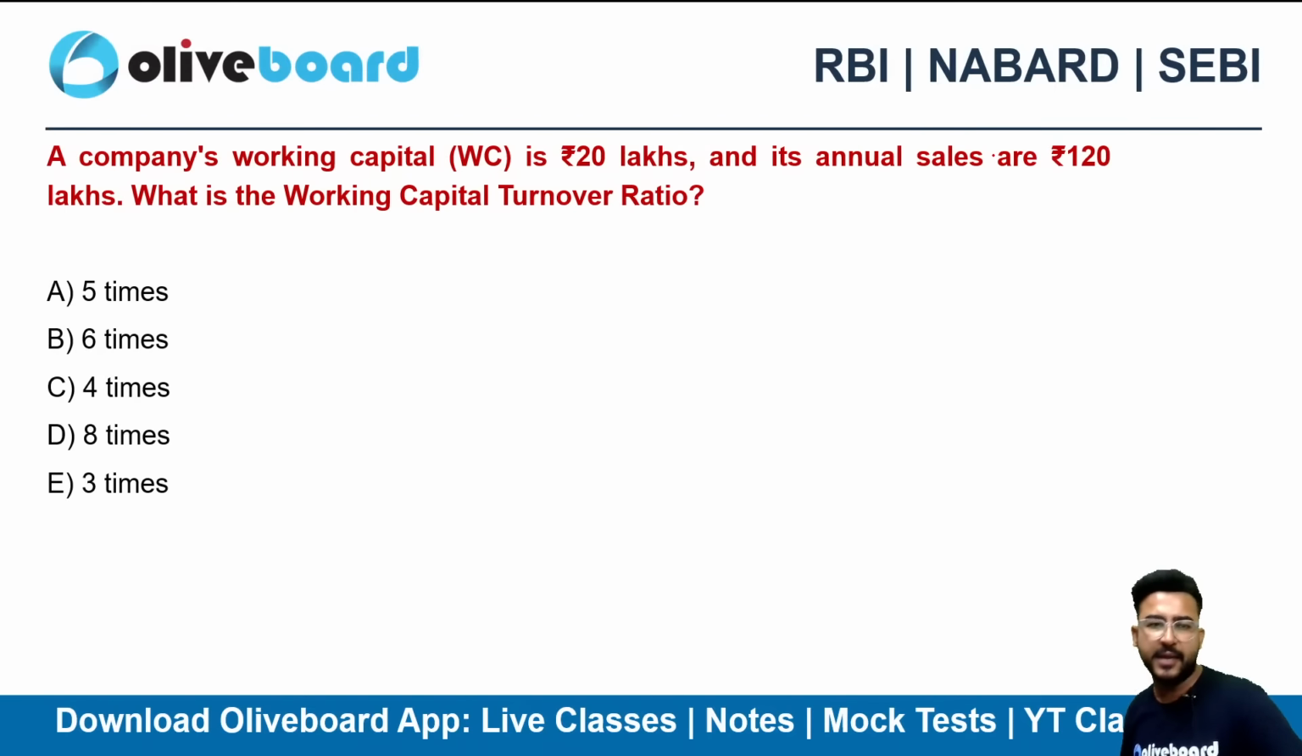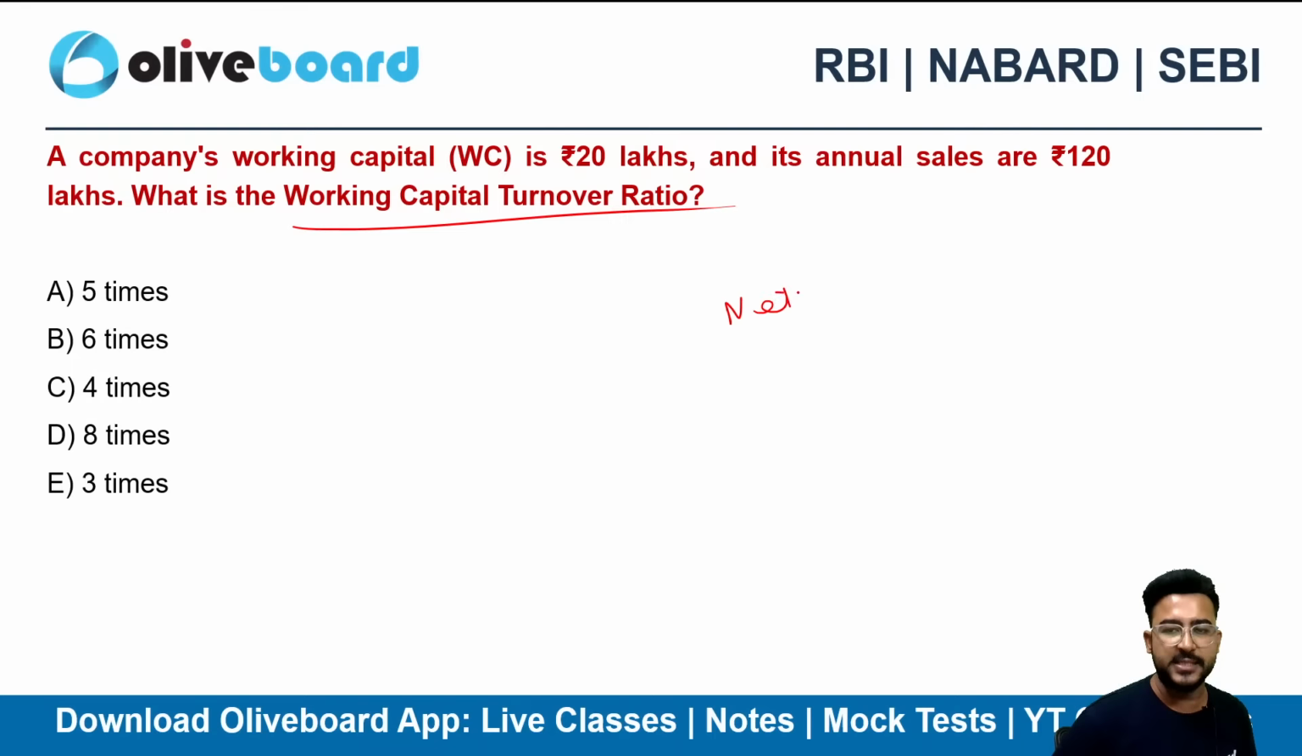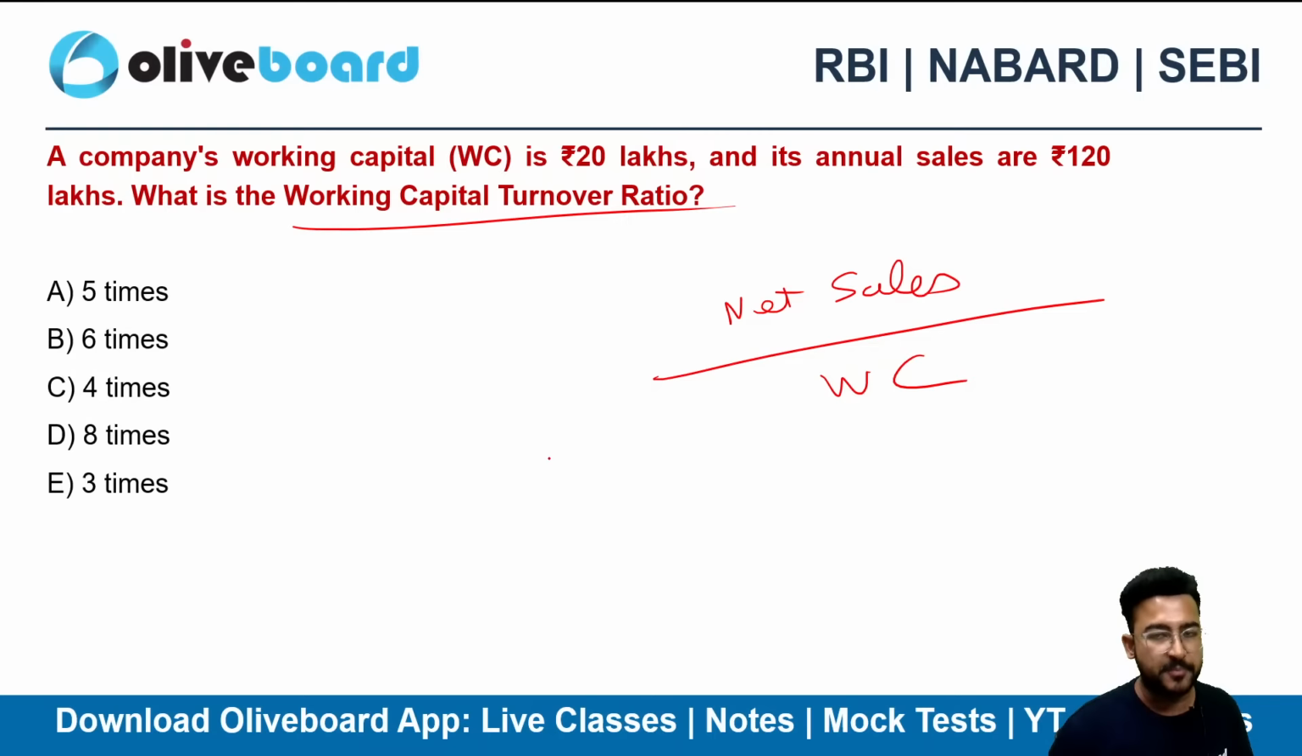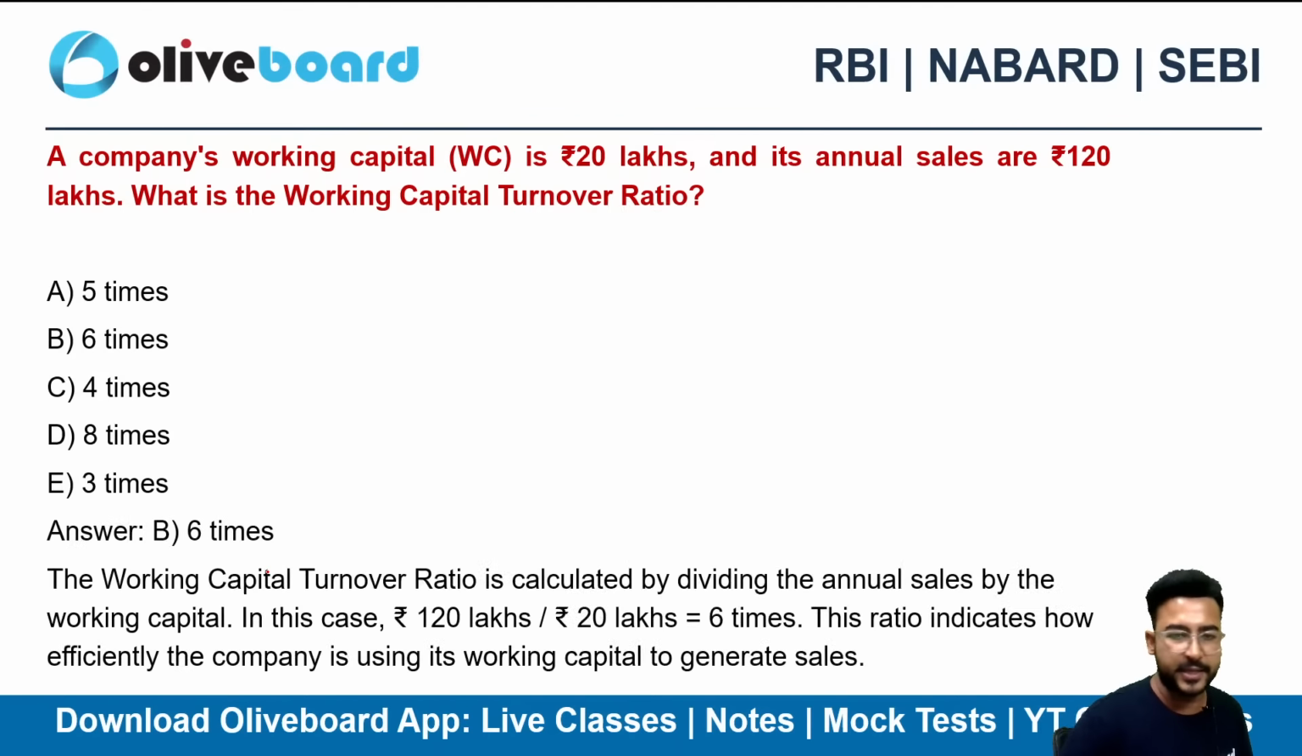That's impairment, right? A company's working capital is 20 lakh rupee. The annual sales is 120 lakh rupee. What will be the working capital turnover ratio? In turnover ratio, net sales or the turnover is always in the numerator. So I think this is one of the most simplest questions. So 120 divided by 20 is the correct choice. 6 times. Okay, 6 times.